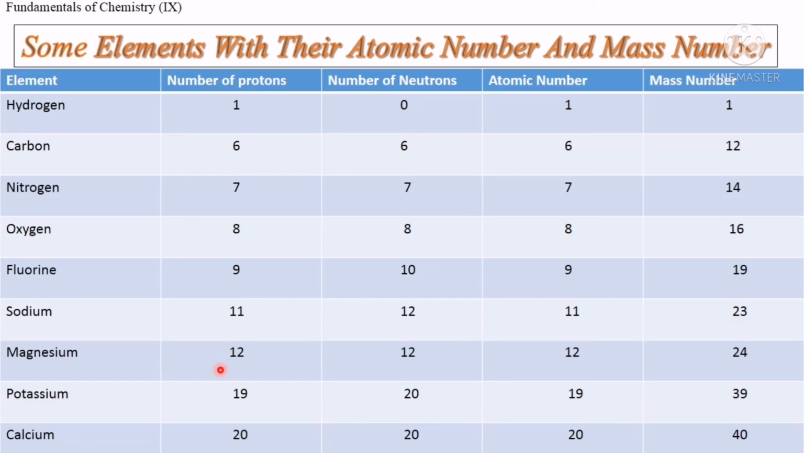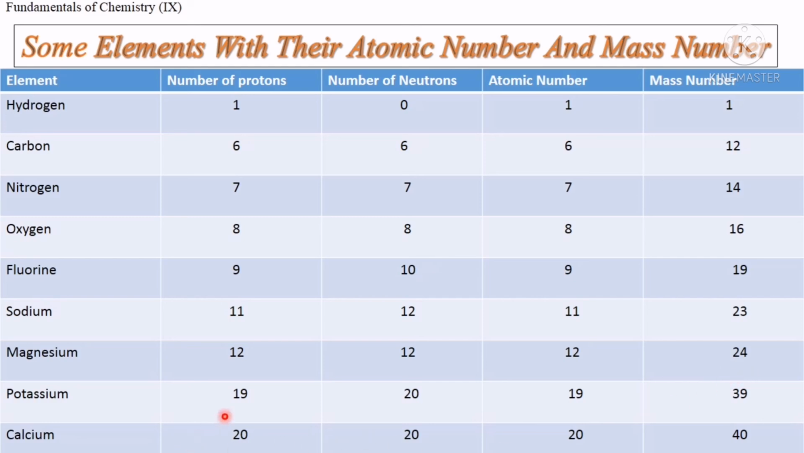Magnesium has 12 protons and 12 neutrons. So its atomic number, which is equal to the proton number, is 12. And the mass number, which is the sum of the neutron number and the proton number, is 12 plus 12, equal to 24, for magnesium.